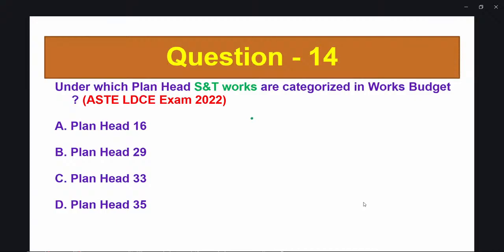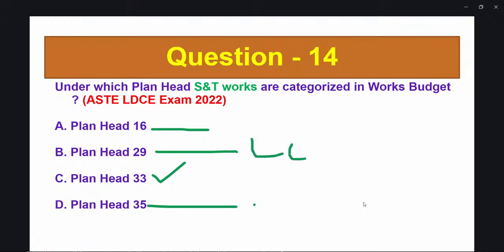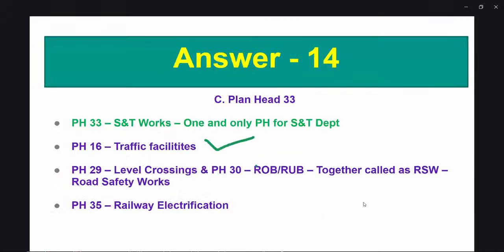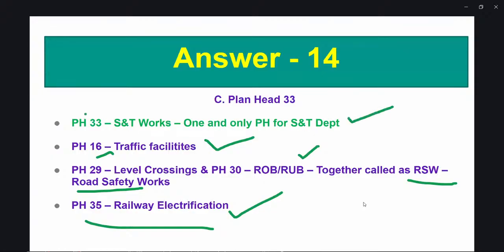This is very easy. Please attempt. SNT. This is the single plan head for the SNT department. Yes, very easy. Please stop. 33. What is 16? Traffic facilities. 29, LC gate. 35, RE. Okay. Traffic facilities. 29 is level crossing. 30 is the ROB, together called Road Safety, and RE. This is the one and only plan head for the SNT department, 33.